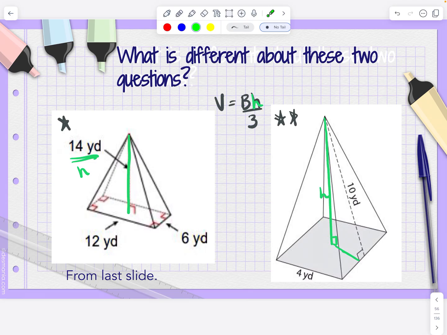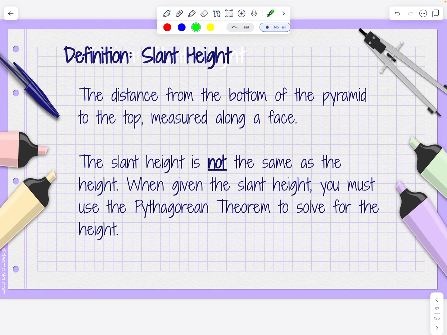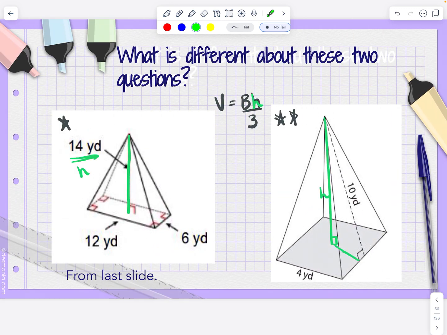The height of a mountain would be the perpendicular distance, that inside height from the tip of the mountain to the base of the earth, right? When you have the slant height and you want the height, you're going to have to use Pythagorean theorem. That's why I snuck that warm-up in, and that's the difference. That's why this is a 2-star question.